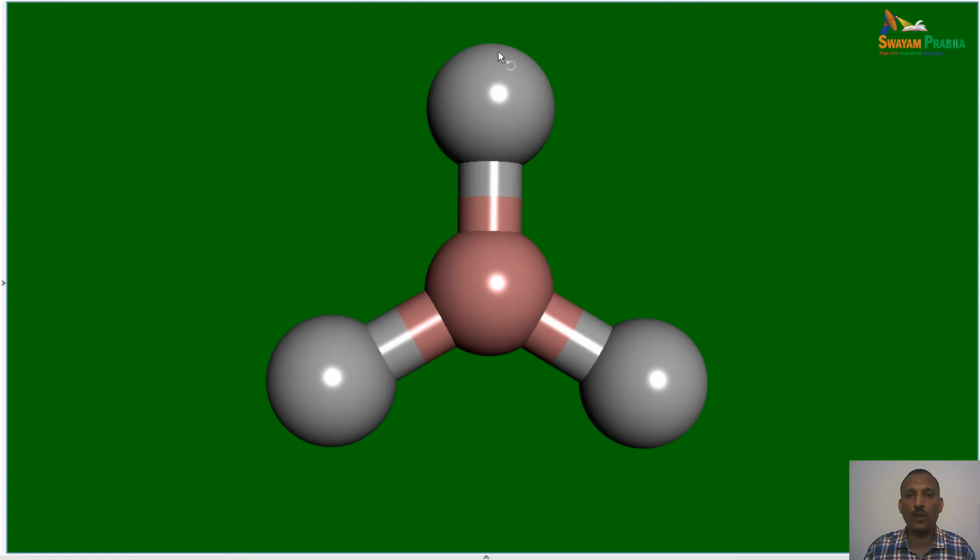This is the borane molecule. If I cut the molecule from this hydrogen to this boron directly, I get two halves of the molecule. The same way, if I cut across this hydrogen and this boron, I will have another two pieces. And from hydrogen to this boron, if I cut this way, I will again get two identical pieces. So there are three sigma V planes on this molecule.